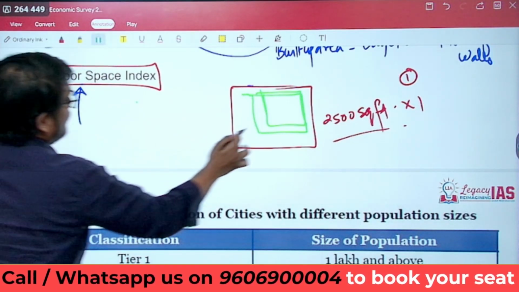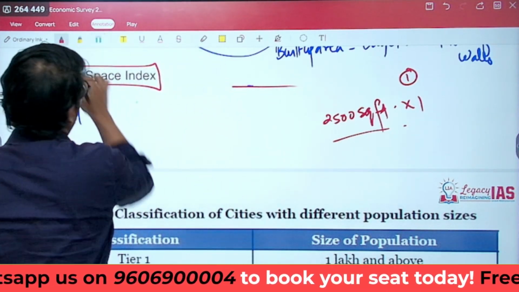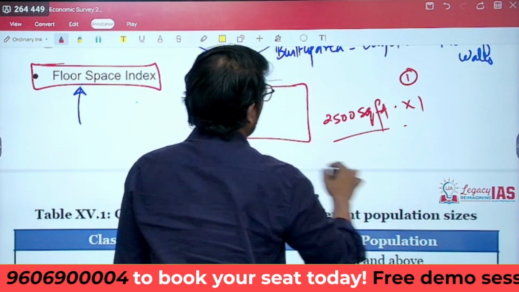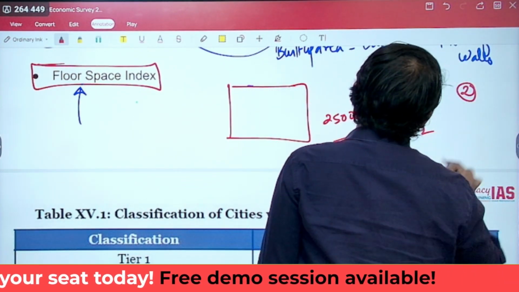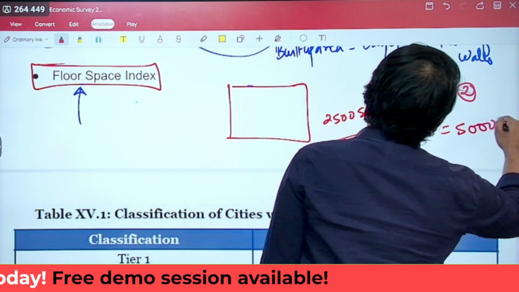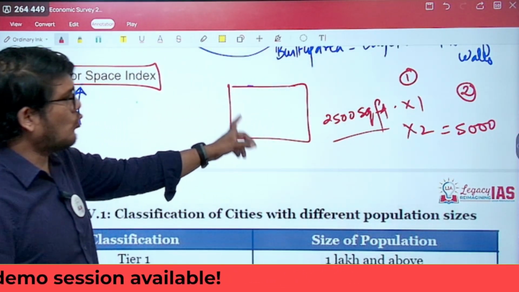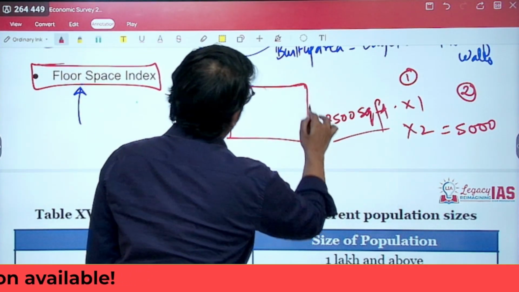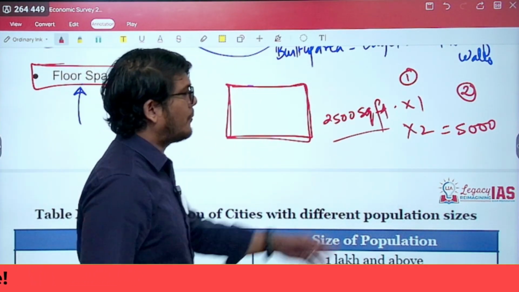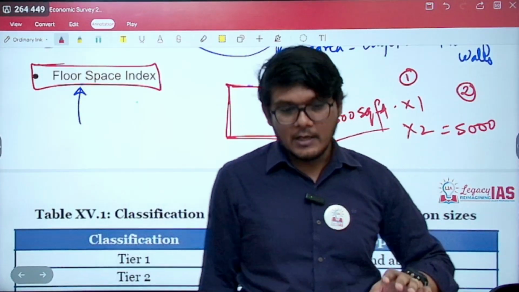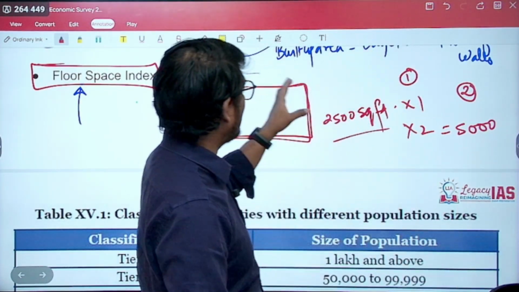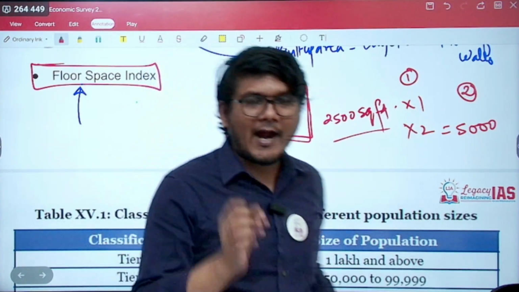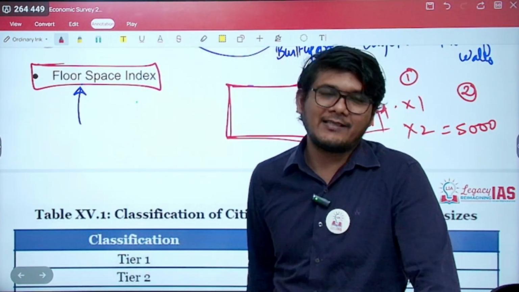Now, if the floor space index would have been 2, then you multiply this by 2, so you get a total of 5000 square feet. That means on a plot of 2500 square feet, you can construct up to 5000 square feet. That means more number of floors you can construct and your construction can be more. So that is the concept of the floor space index.